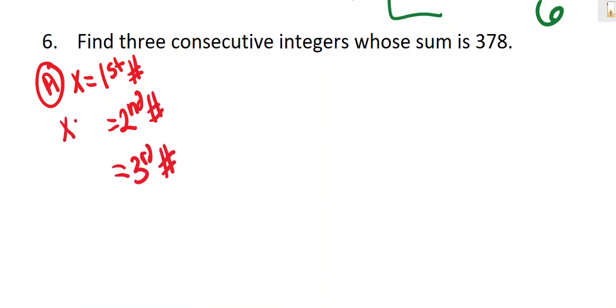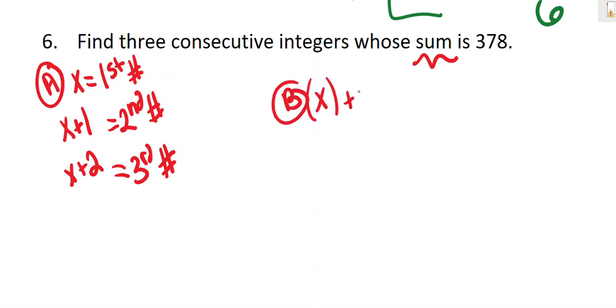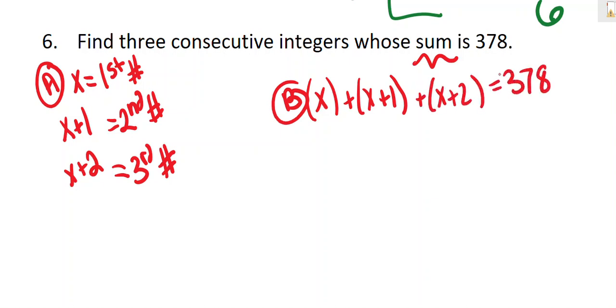To get the second number, we just need to add 1. Think of the pattern 9, 10, 11. To get each one, we add 1 more. Then to get to the third number, we get x plus 2. It says we're going to take the sum of these. So x plus x plus 1 plus x plus 2 equals 378.